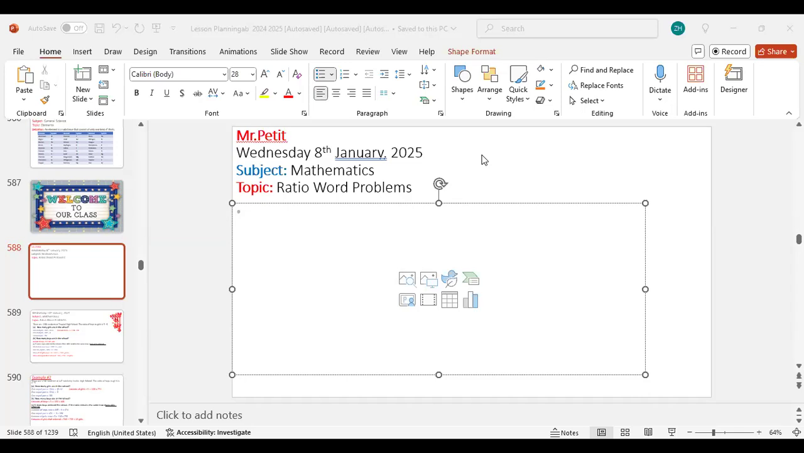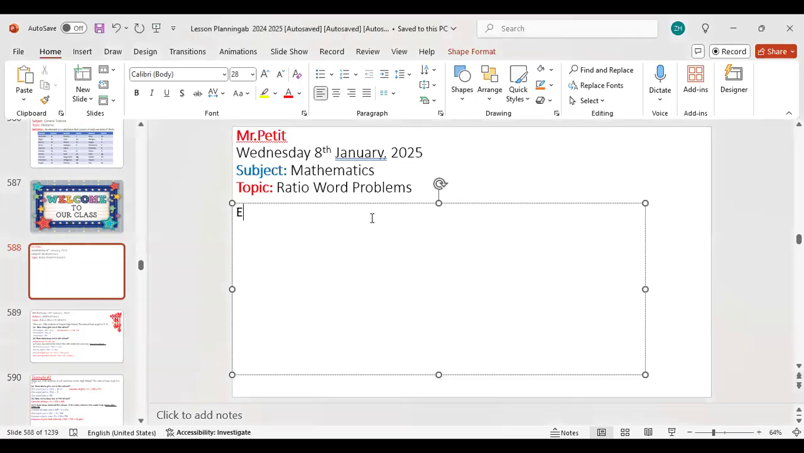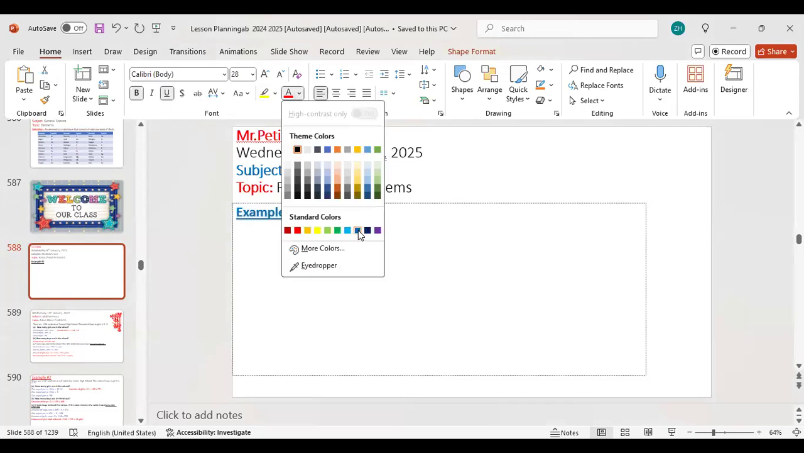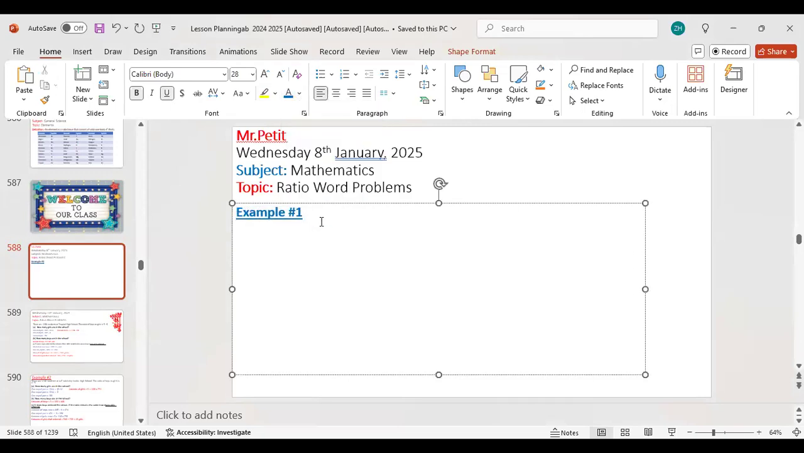So the first question is going to be our example 1. Let me use a different color. Example 1 says, let's say that we have a class, good night. Let's say that we have a class and there are, no, let's say we have a school. So how many students inside your school? How many students are we going to put inside the school?